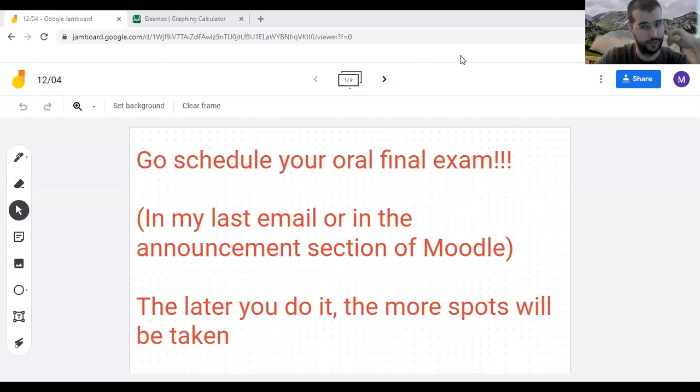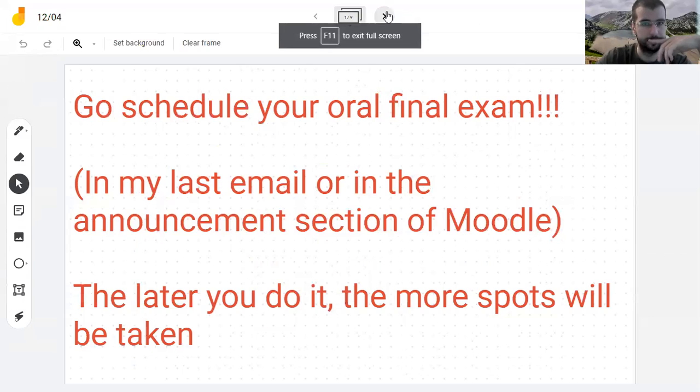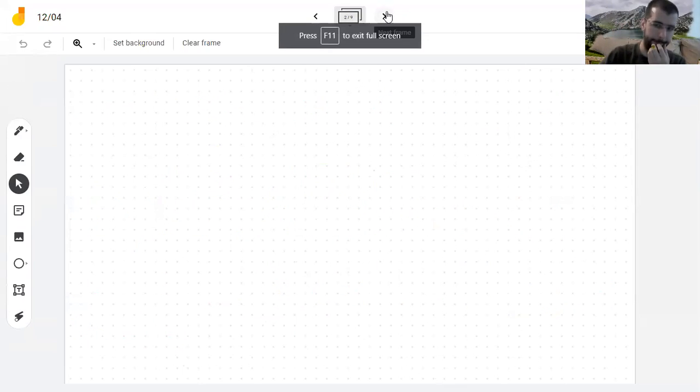So we covered two. So I want to talk about how to compute volumes.